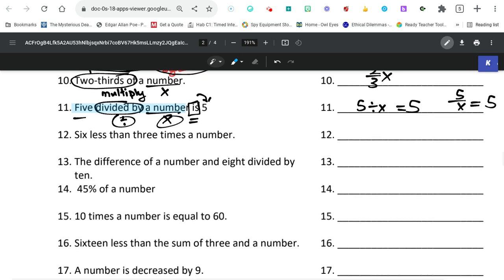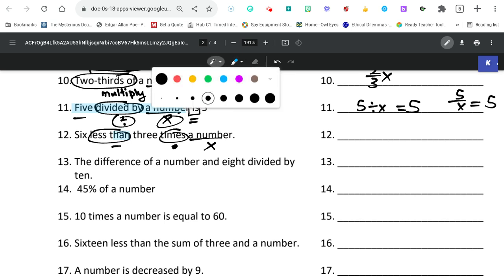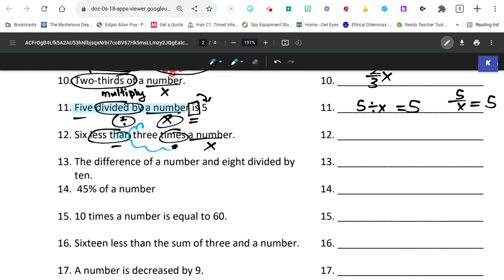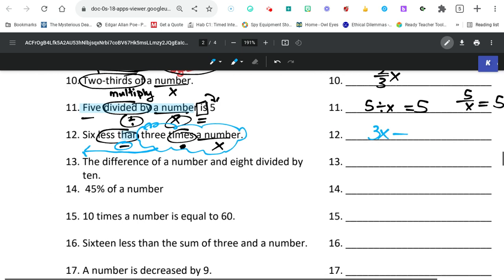All right, number 12: 6 less than 3 times a number. Less than means minus. Times means multiply. The number is X. There is nothing to indicate that there's an equation there, no equal sign, but there is a turnaround word, than. So I'm going to write what is on this side of than first, which is 3 times a number. I'm going to mash it together. That's 3 times some variable X. Then I'm going to go to the left and write minus 6. So instead of 6 minus 3 times X, because it has a turnaround word, 3 times X minus 6.